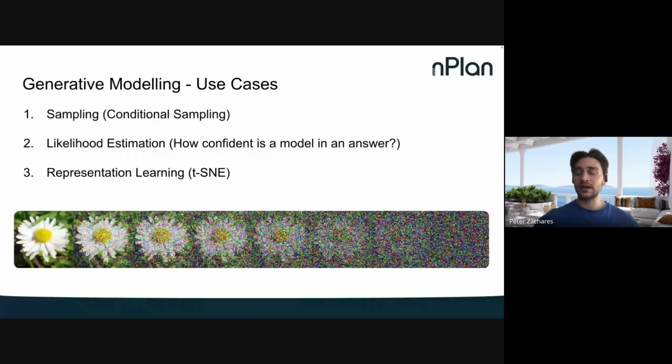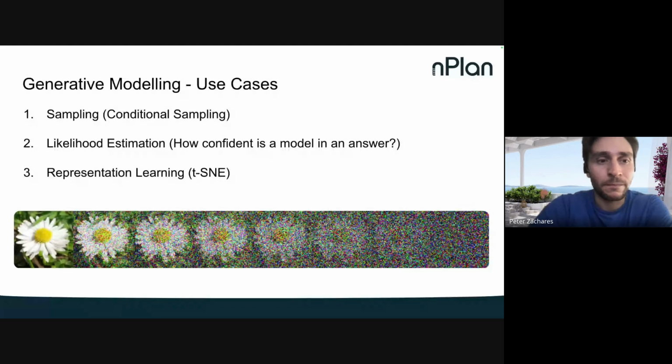The second use case for generative modeling is likelihood estimation: figuring out how likely an answer is, or how likely a sample is. You can use that to figure out how confident your model is in an answer, and there are a lot of other use cases as well. It's something I think we would like to be able to do, but I don't see it done as frequently because it's actually quite hard. You can't use the likelihoods that come out of a large language model to figure out the likelihood of an answer, because the answer space is infinite.